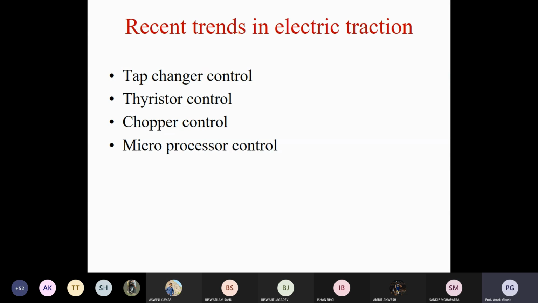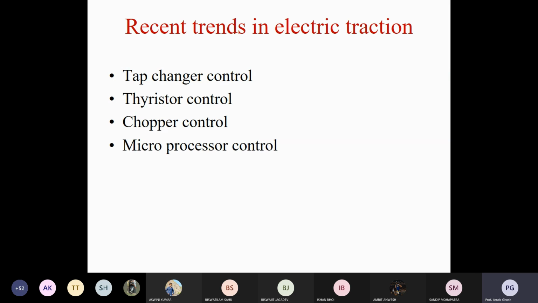Then there is tap changer control. Another thing is that the tap changer may be on two sides: one is the LV side, another is the HT side. The HT side tap changer is observed for mainline operations. For mainline transportation, the mainline locomotive, you can see the tap changers are on the HV side. But in case of local train service, city ride, that means EMU, the tap changers are connected on the secondary side.